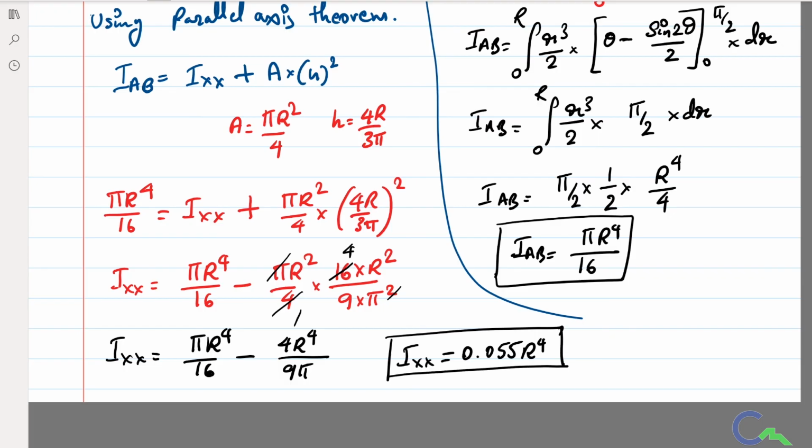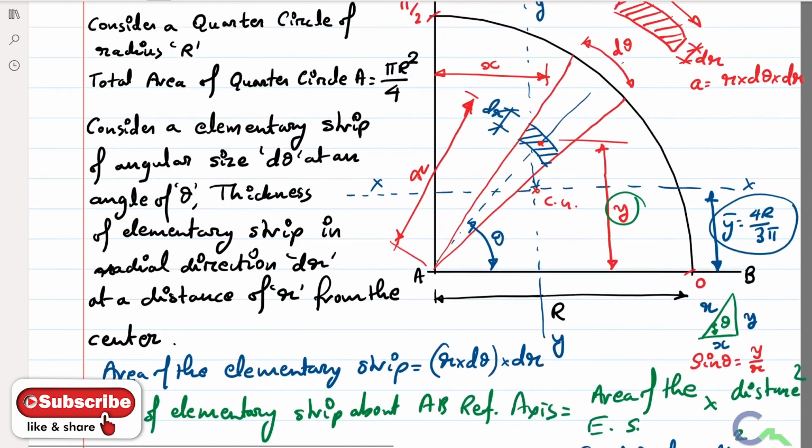This is identical in the y direction also, so therefore I can write Iyy is equal to 0.055 r to the power 4. But it is not identical in both directions for the semicircle; we have to calculate that separately. For the circle and quarter circle, in both directions, the moment of inertia will be the same.